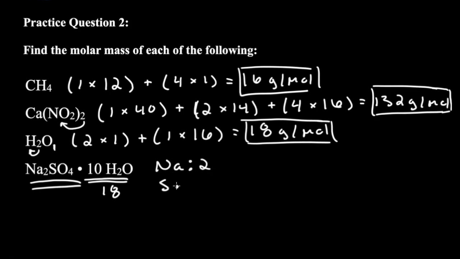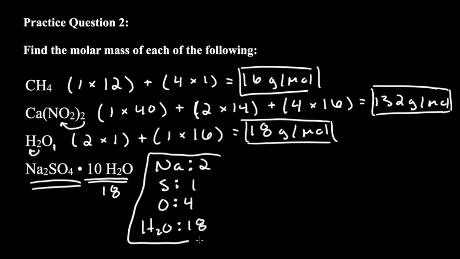We have S right here, and we have 1 of those. And then we have this oxygen here, and we have 4 of those. And then the H2O, we're going to have 18 of those. And so these are the numbers I'm going to use when I want to figure out the molar mass of this chemical here. And so what I'll do is something like this.